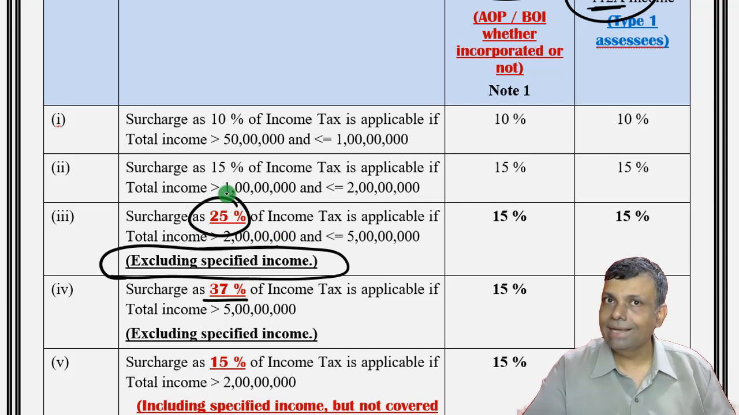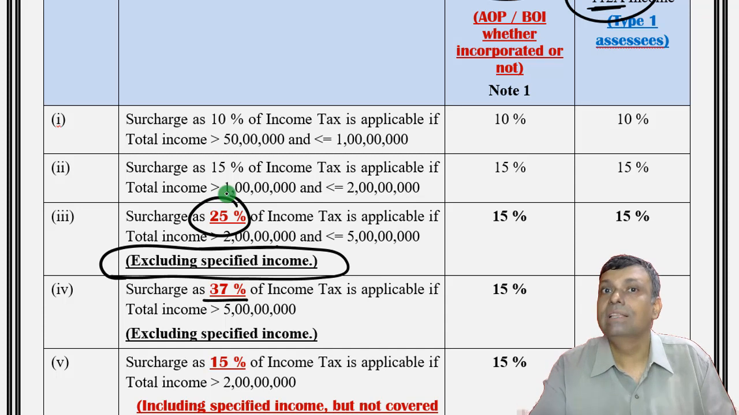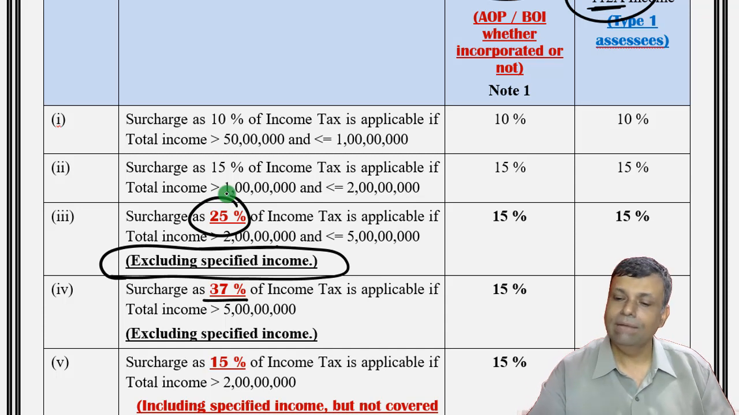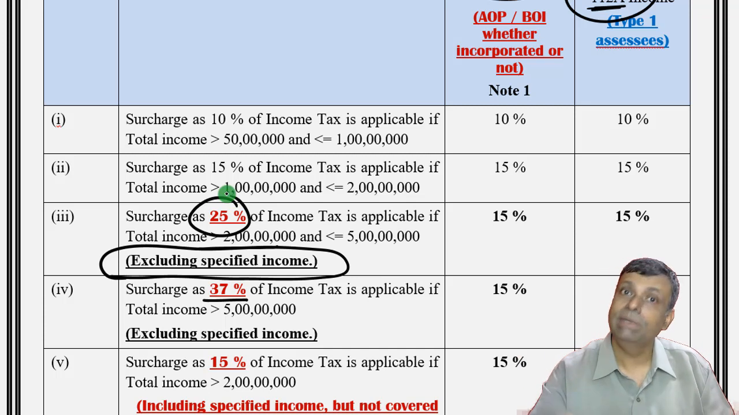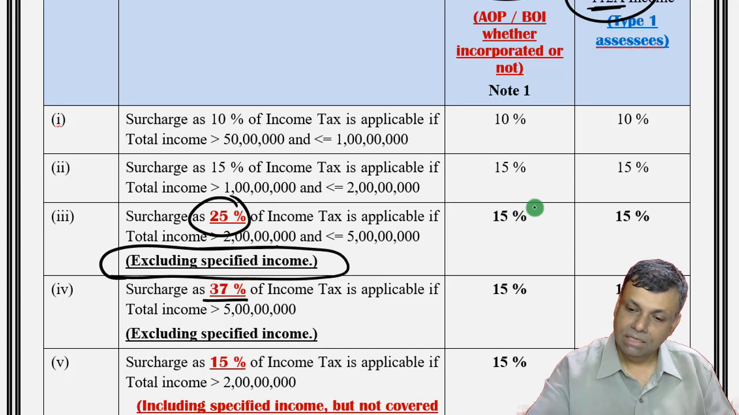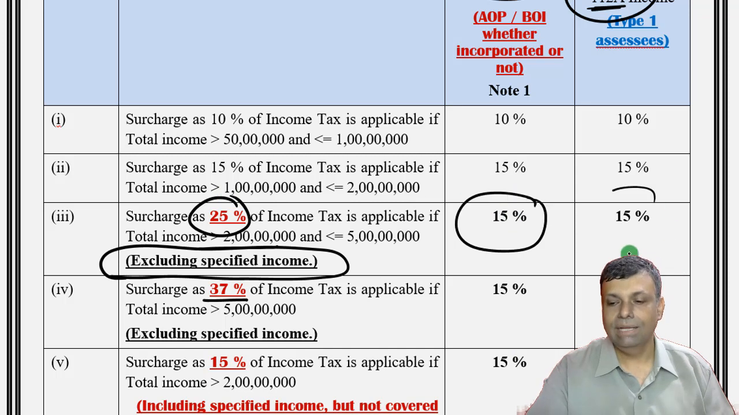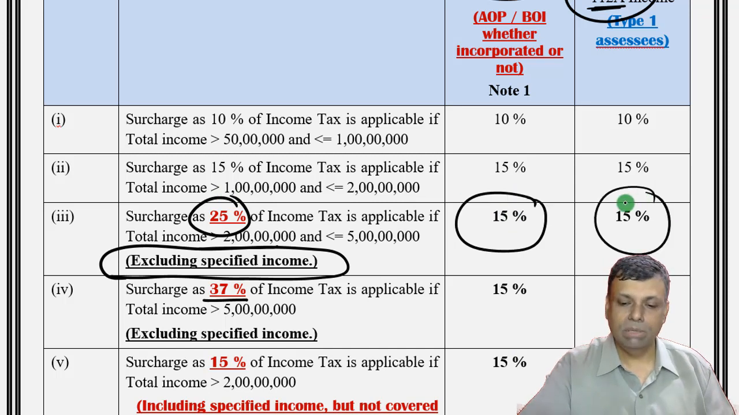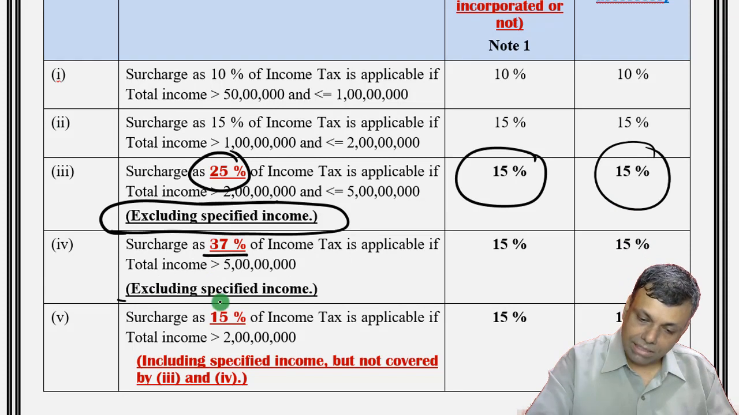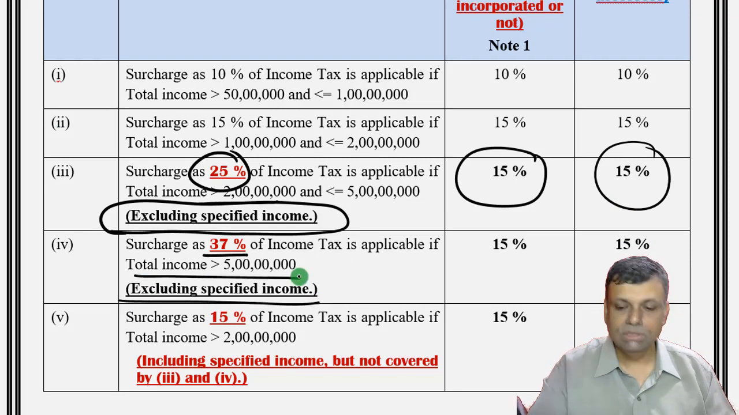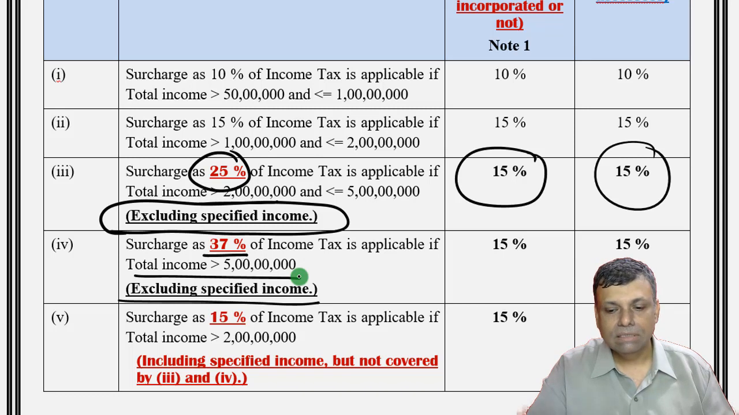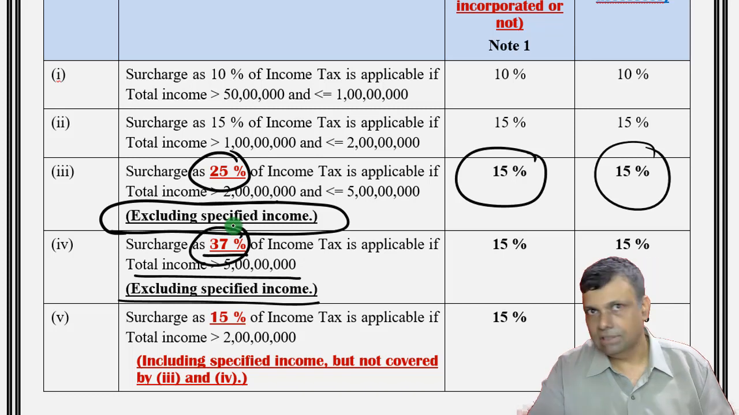So whatever is the tax on that income, that means other than the specified incomes, for that the surcharge is 25%. But if you have the specified income and tax on that, and the surcharge on that, that will be 15% as the case may be. So this is how the amendment was carried out. Okay, so once again, excluding the specified income, if your total income is more than 5 crore rupees, then it is normally 37%.